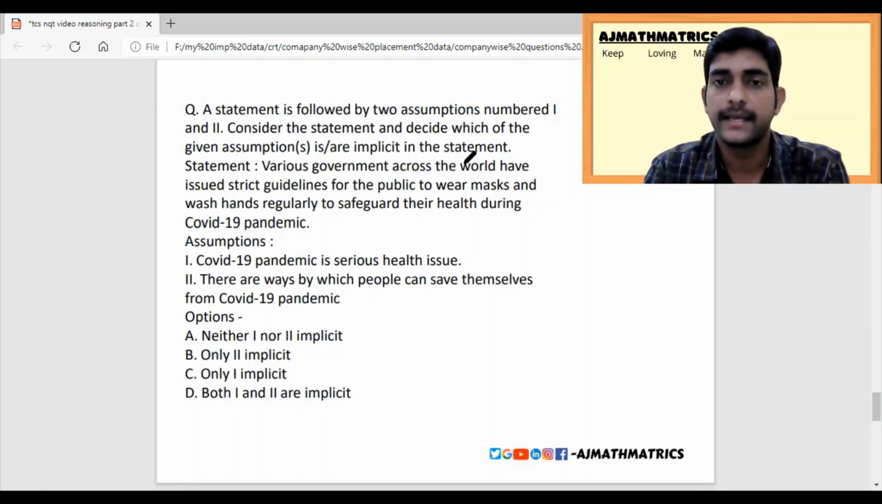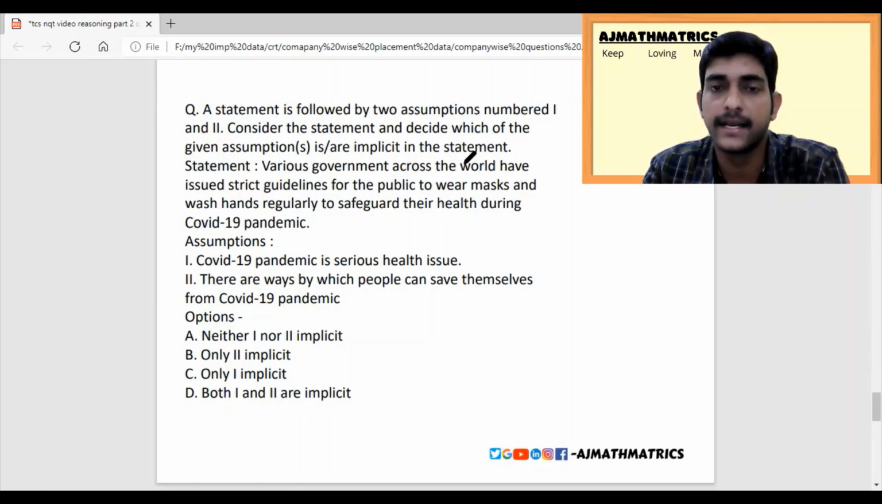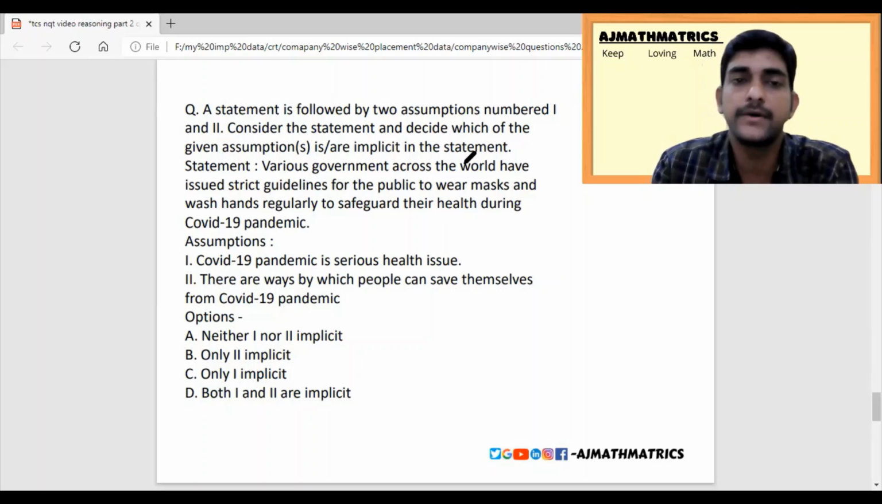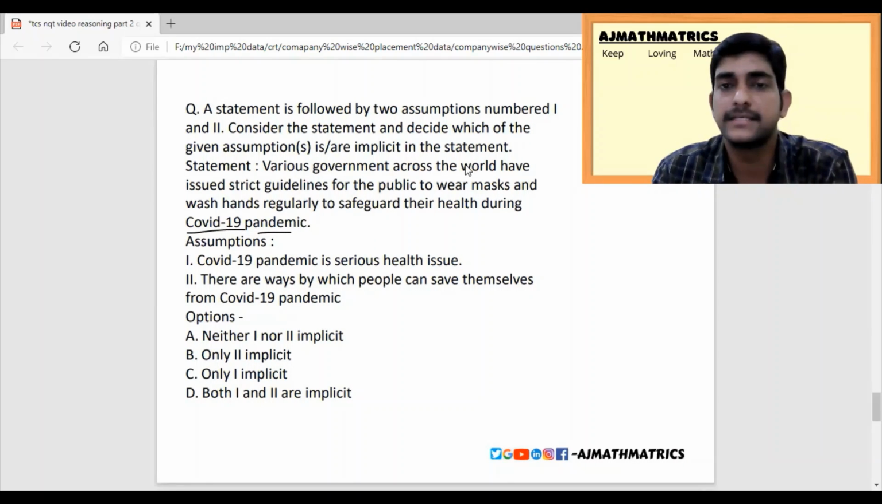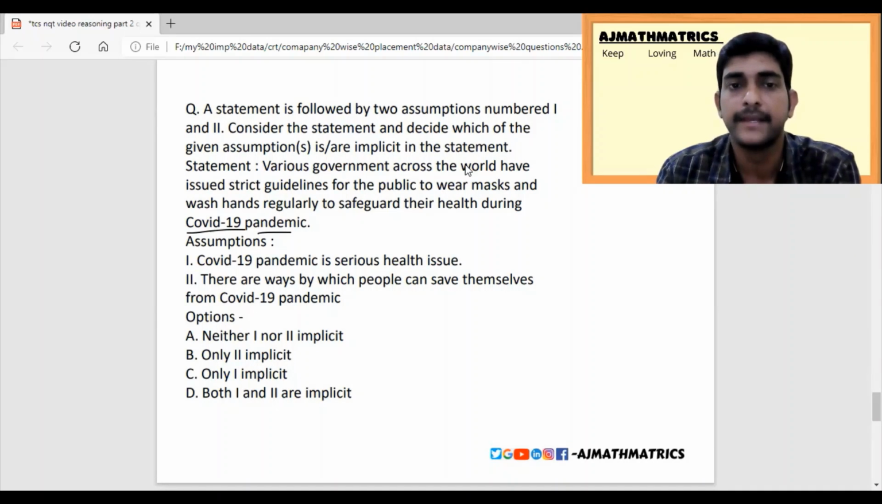Now, this is like statement and assumptions. Whatever the statement is given, from that we need to assume a few things. Now let's see what the statement is. Various governments across the world have issued strict guidelines for the public to wear masks and wash hands regularly to safeguard their health during the COVID-19 pandemic. This is a very easy kind of question because we know a few things about the COVID pandemic. Now based on this statement, why the government has given the strict guidelines, why the government said to wear masks and sanitize the hands, from that what we get as the assumptions.